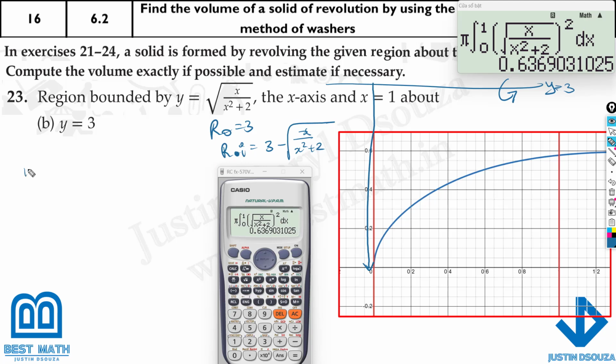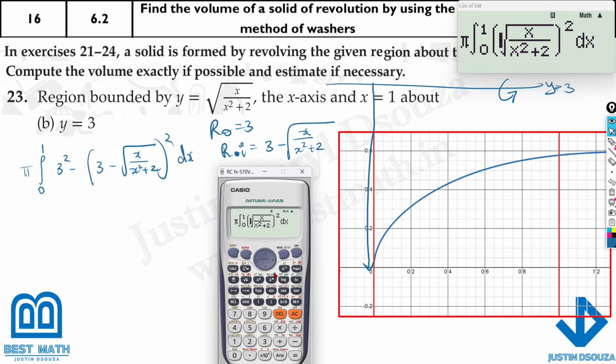Now I'm just going to write the formula. It's pi times the integral from 0 to 1 of the outer radius, 3 squared, minus 3 minus square root x over x squared plus 2, the whole squared, dx. Now I just put that in the calculator. It's very simple to put in the calculator, right? But you need to understand, this is the most important thing: see the limits, the outer radius, the inner radius.